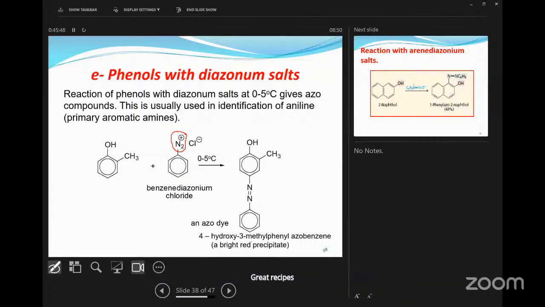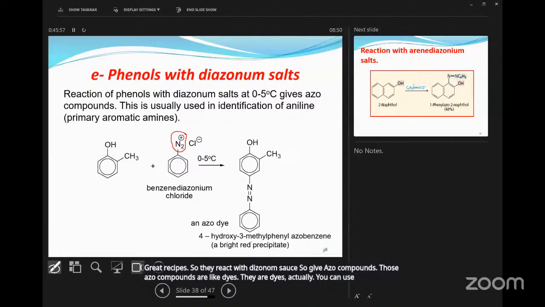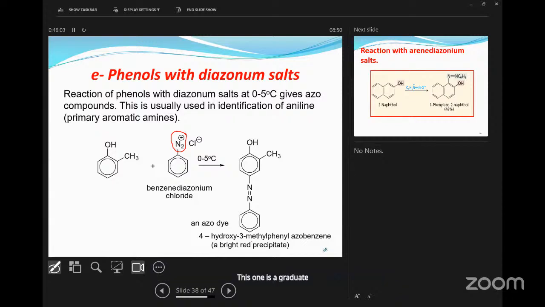So phenols react with diazonium salts to give azo compounds. Those azo compounds are like dyes. They are dyes actually. They can use them as dyes because they have distinct colors. This one is a bright red precipitate, and this is usually used in the identification of aniline. So in the lab, when you want to do a test for amines, this is one of the tests that we are going to do to show that amine is present.